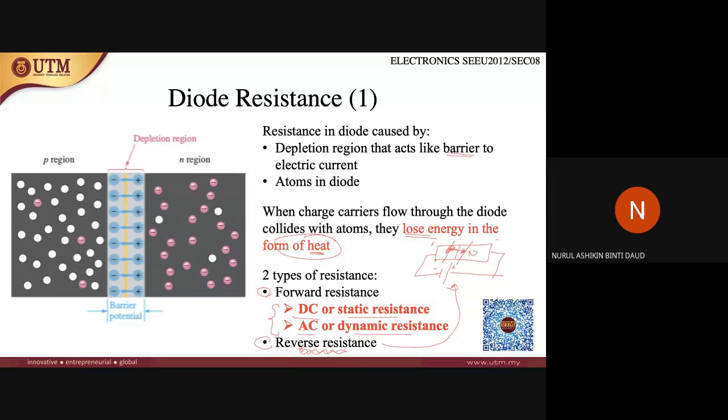So reverse resistance is basically the same as the reverse bias operation. The difference is that forward resistance has two types, DC and AC.